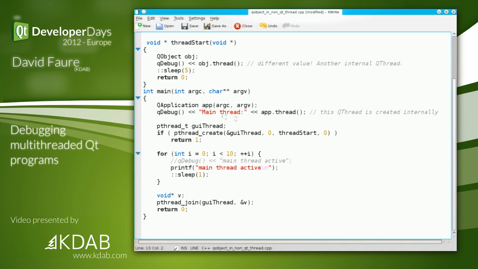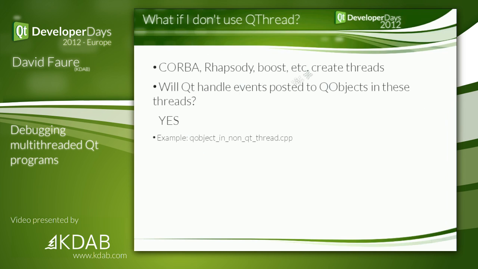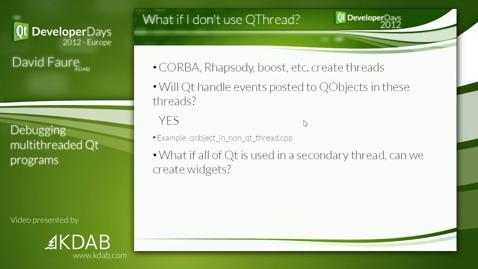Okay. And there is a second part to that. Sometimes as a consultant, you talk to customers and they have weird use cases in mind that the Qt developers never thought of. And their use case was, what if I put all of Qt in a secondary thread, including the GUI? Can I create widgets there then? I don't want to use any Qt in my main thread, it does all the things, I want to move all of Qt into a secondary thread.